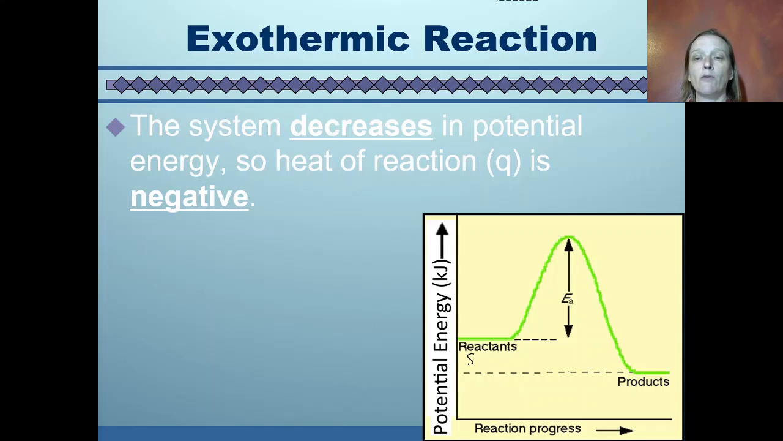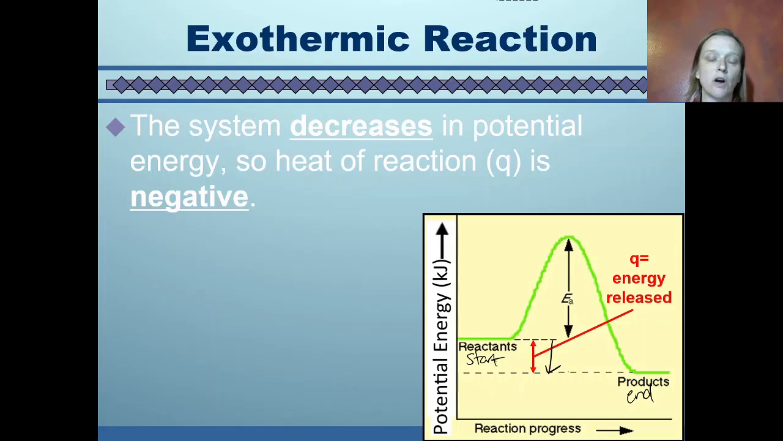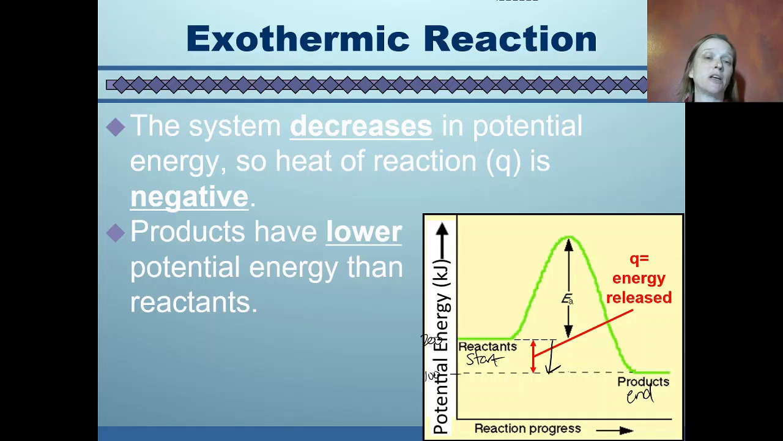Again, I'm going from my reactants at the start to my products at the end, and energy is released between the start and the end of the process. So again, if I just make up numbers here, 100 and 200, I go from having an energy level of 200 kilojoules at the start to 100 kilojoules at the end. The chemicals have lost energy, therefore the heat of reaction is negative. Products have a lower potential energy than the reactants because they have lost that energy and given it to the surroundings, which is why the surroundings feel hot.